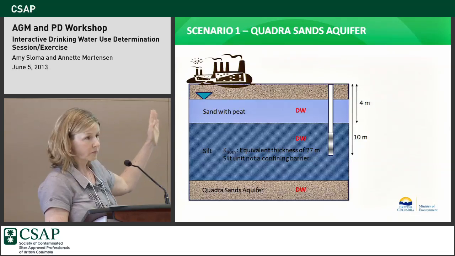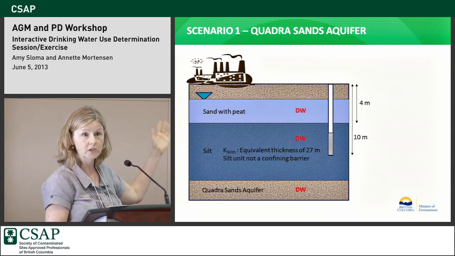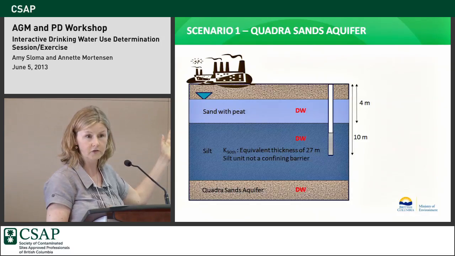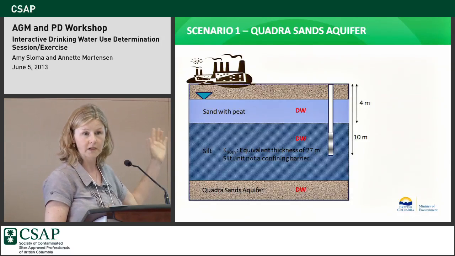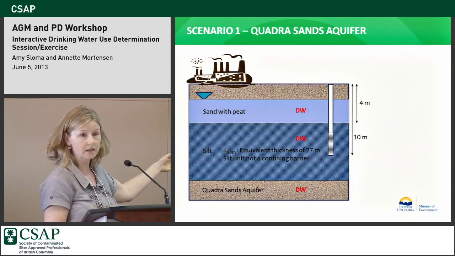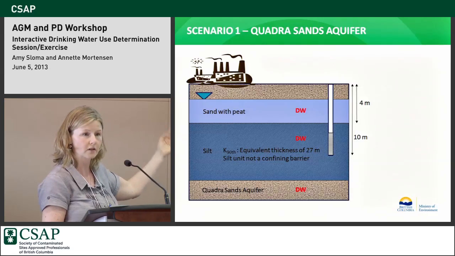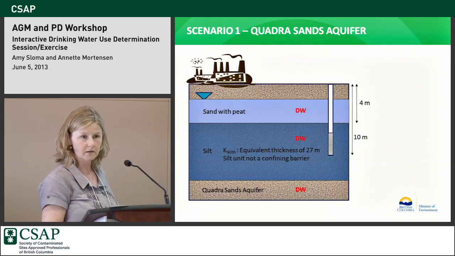Then you have your sand with peat on top. Yes, we do have more than 30% organic content, which is the cutoff criteria to exempt an aquifer based on organic content. However, it is directly connected, because we don't have a natural confining barrier underneath it, so it's connected to the quarter sands aquifer, and you cannot exempt that shallow aquifer based on that argument.